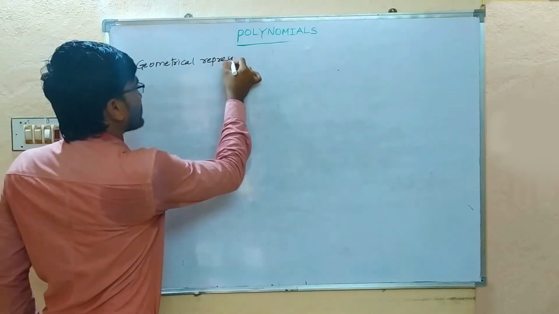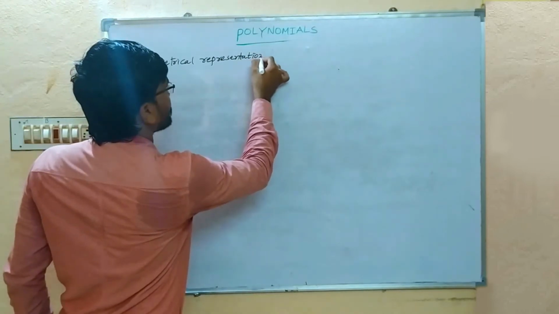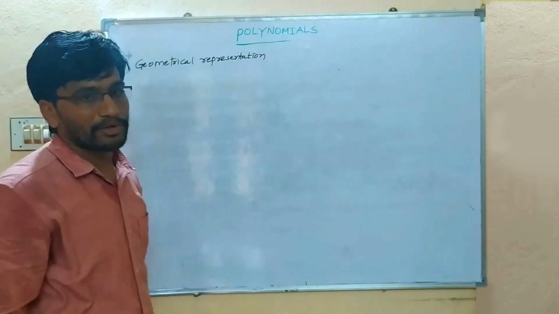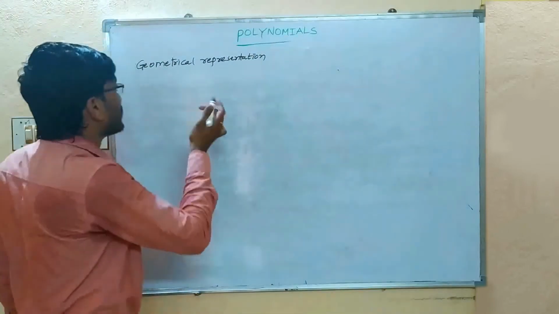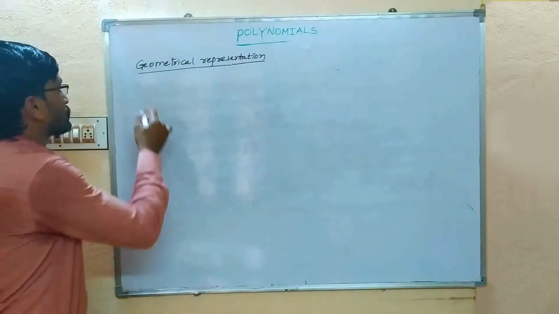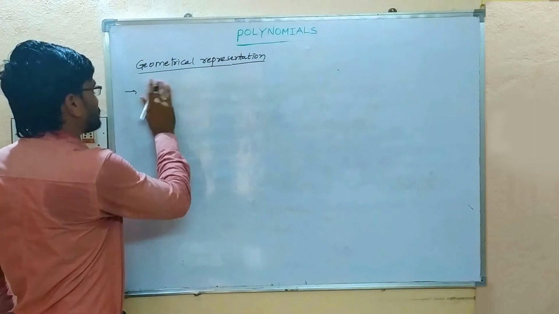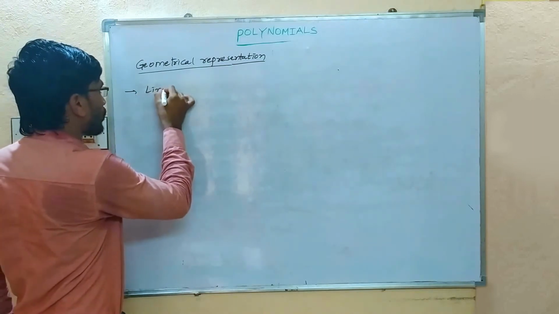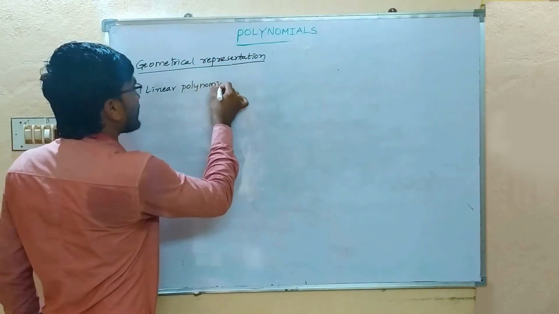So in this 10th class polynomials, we can discuss only linear polynomial, cubic polynomial and quadratic polynomials. First I want to consider the straight line, the linear polynomial. What is the graphical representation of a linear polynomial?